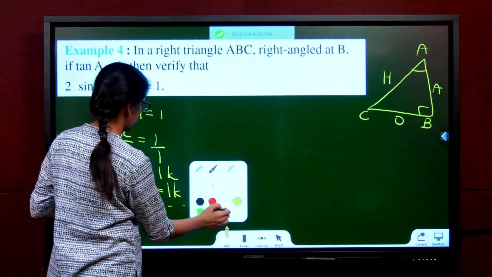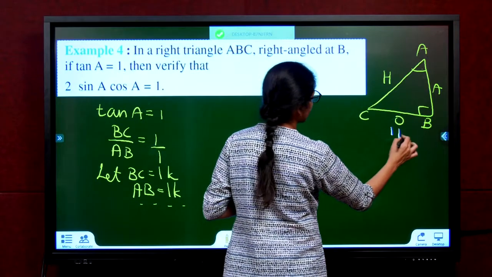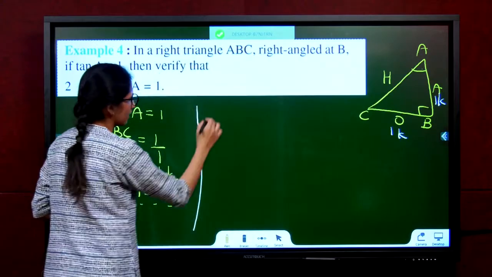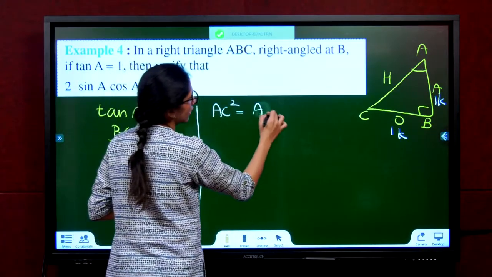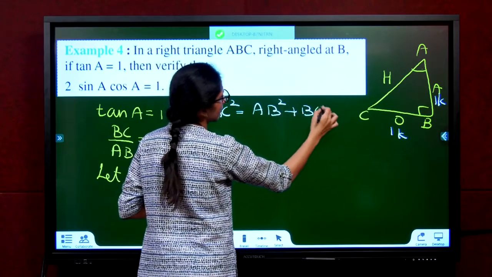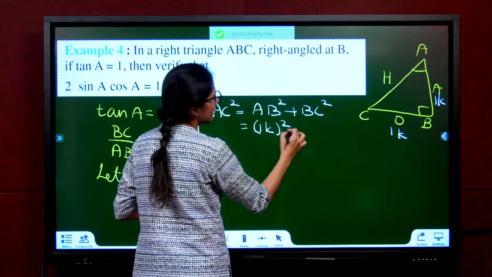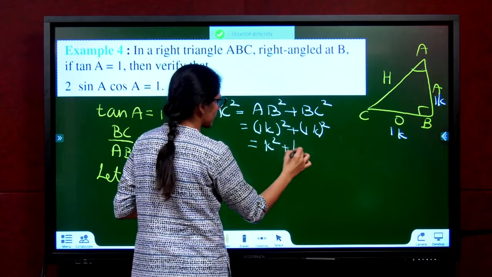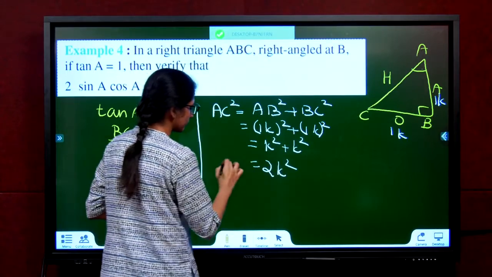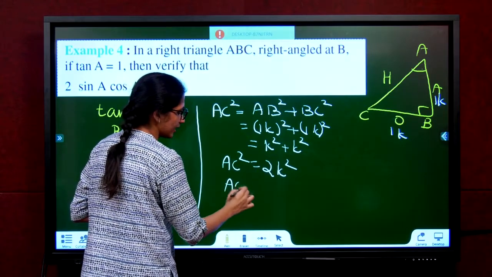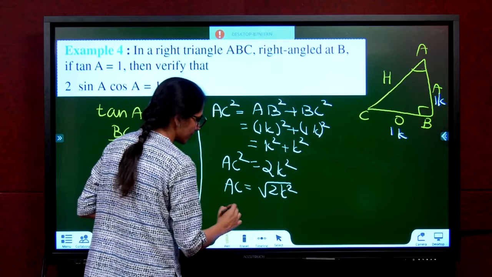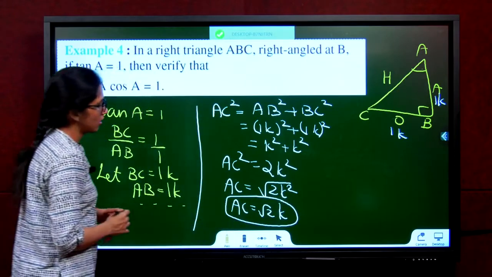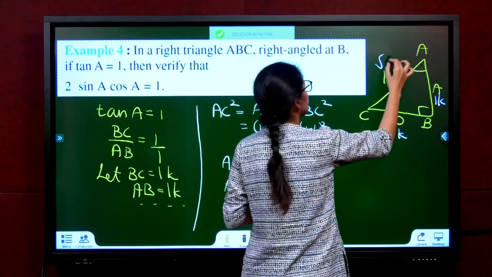So now I know that BC is 1K, AB is 1K. Can I find out AC? Yes, using Pythagoras theorem. So AC square is equal to AB square plus BC square. 1K the whole square plus 1K the whole square. K square plus K square. 2K square. Send the square that side. AC is equal to root 2K square. AC is equal to root 2 into K. Now I have AC is equal to root 2K.